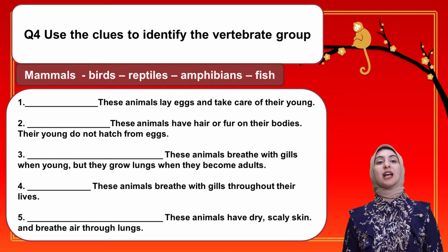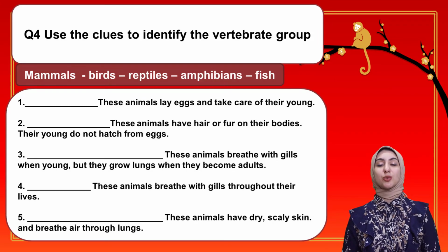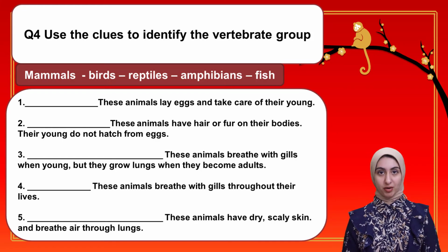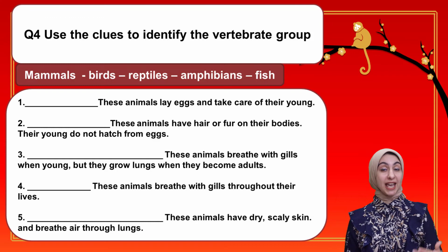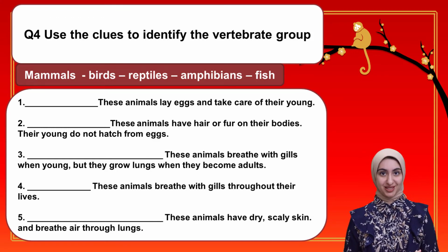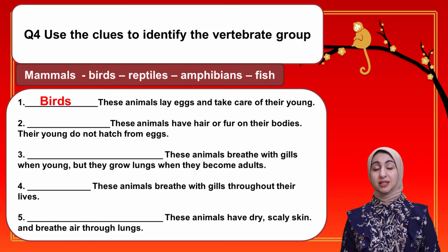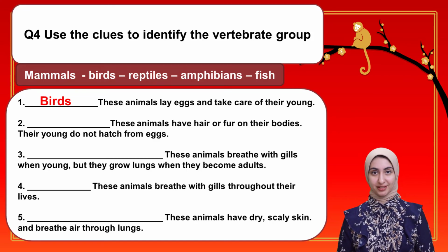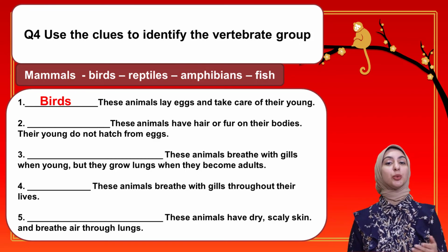Question 4. Use the clues to identify the vertebrate group. Number 1. These animals lay eggs and take care of their young. Actually, the only animal which can lay eggs and take care of their young is bird. Number 2. These animals have hair or fur on their bodies. Their young don't hatch from eggs. Yes, mammals, because mammals can give birth to the young.